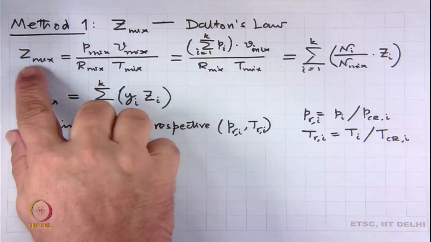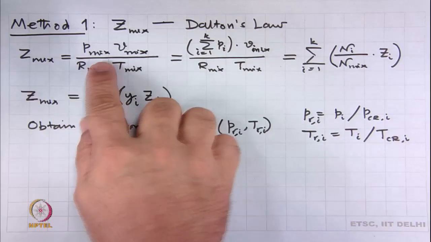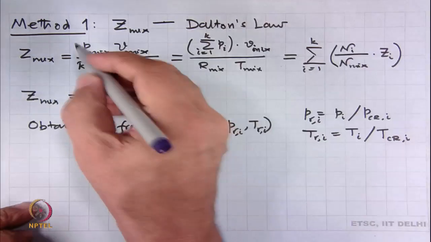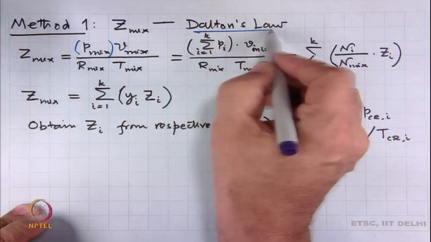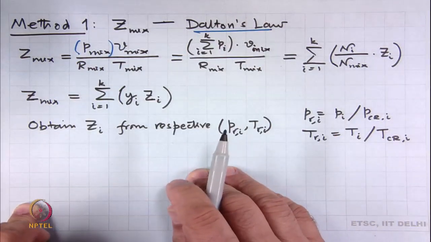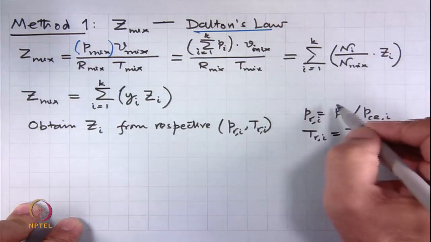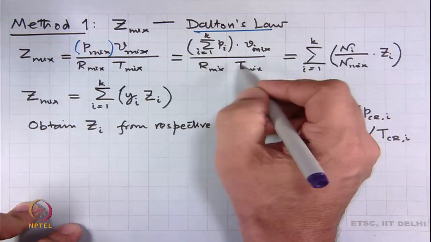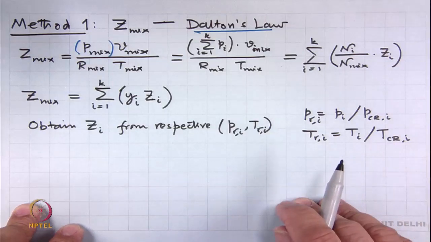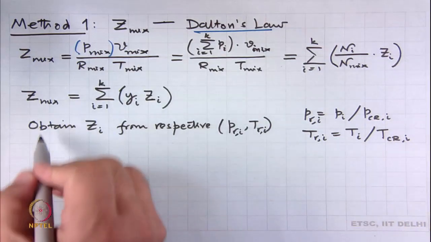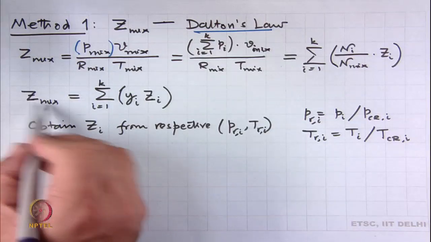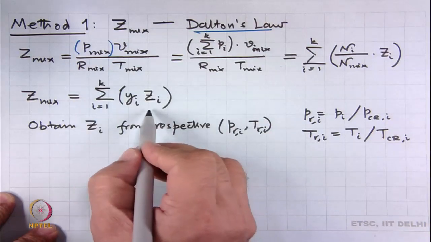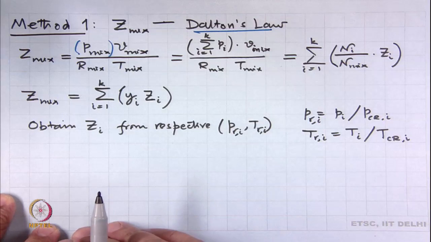So, what we do here is that we define Z_mix as P_mix V_mix upon R_mix T_mix, equal to, and then we say that the mixture pressure by Dalton's law is the sum of the partial pressures of each component, and by putting that we get this relation that this is summation of n_i by n_mix multiplied by Z_i. So, what remains here is the compressibility factor for the ith component. And so, it gives a very elegant relation that the mixture compressibility factor is a summation of y_i Z_i, with the molar fraction of i multiplied by the compressibility factor of the ith component.